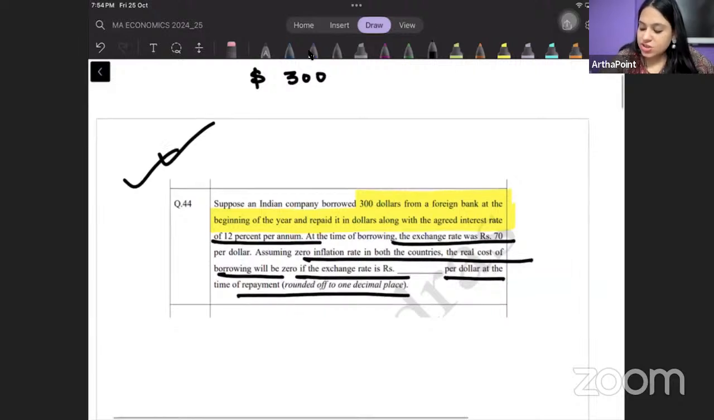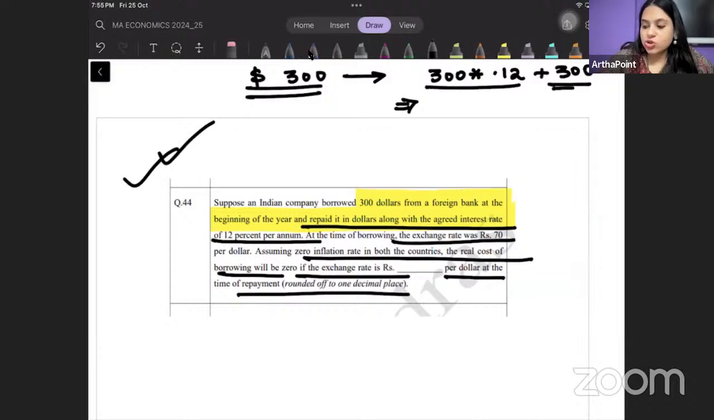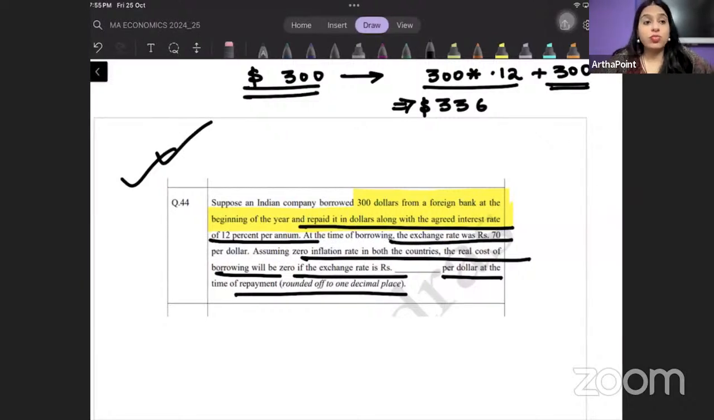So it says that it has to be repaid in dollars. It borrowed 300, so how much will it repay? 300 into 0.12 plus 300. ये रहा interest, और ये रहा actual principal amount. माने it will repay $336. It will repay $336. Now it wants that there should be no cost of borrowing.